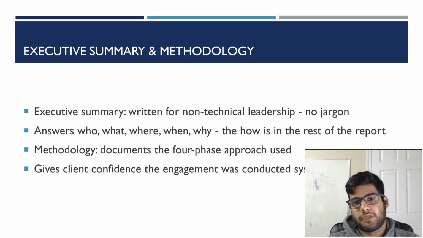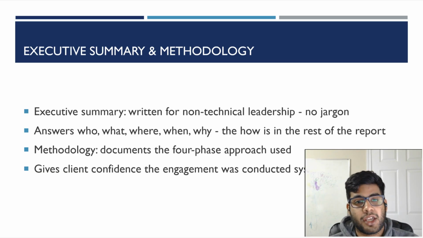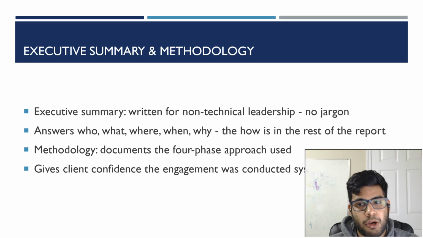So the executive summary is probably the hardest section to write well because you need to talk about technical findings without being technical. Think of it as a standalone document. Someone in the C-suite should be able to read just this section and then understand what happened, how bad it is, and what needs to be done about it.